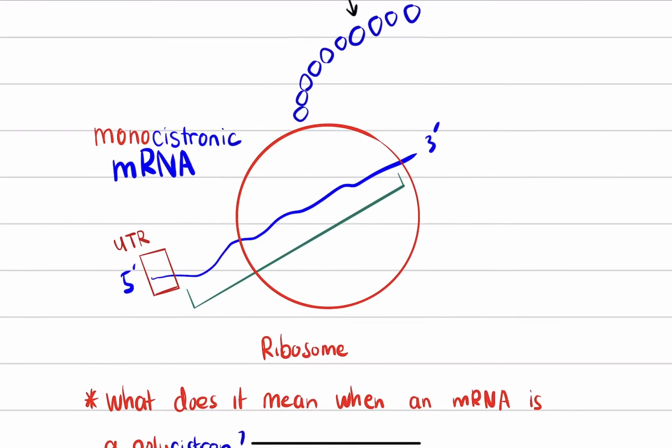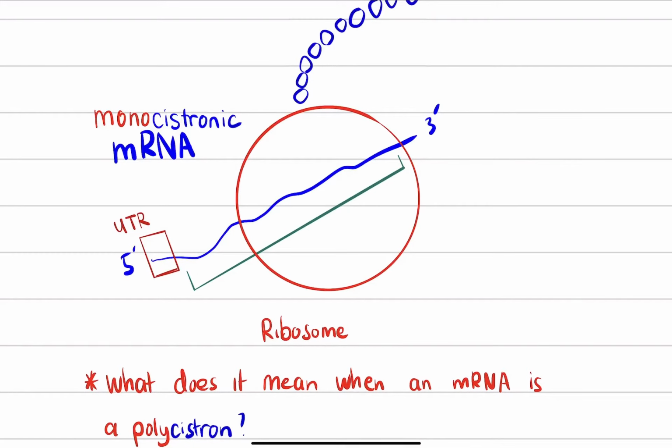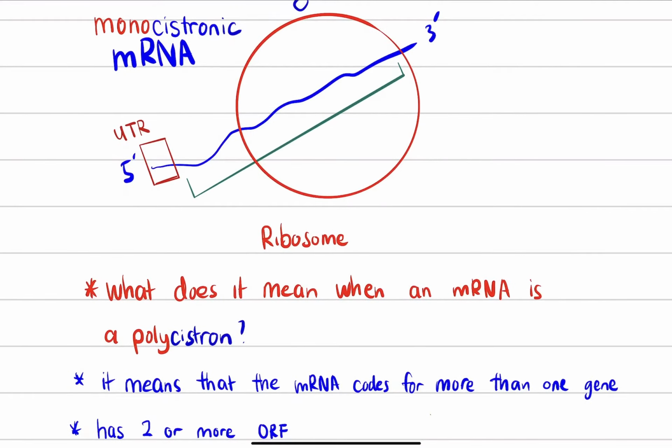And this means that, so what does it mean? Here's a question to ask now. What does it mean when an mRNA is polycistronic? So remember, poly means more than one, and cistron means gene. So it just means that the mRNA codes for more than one gene, and hence more than one protein.